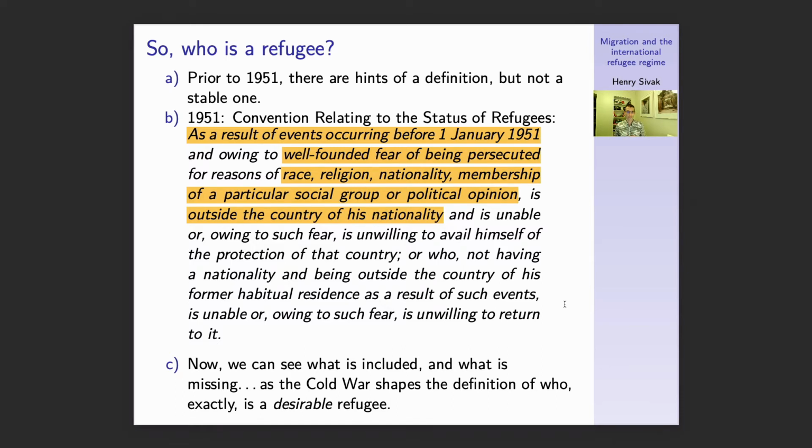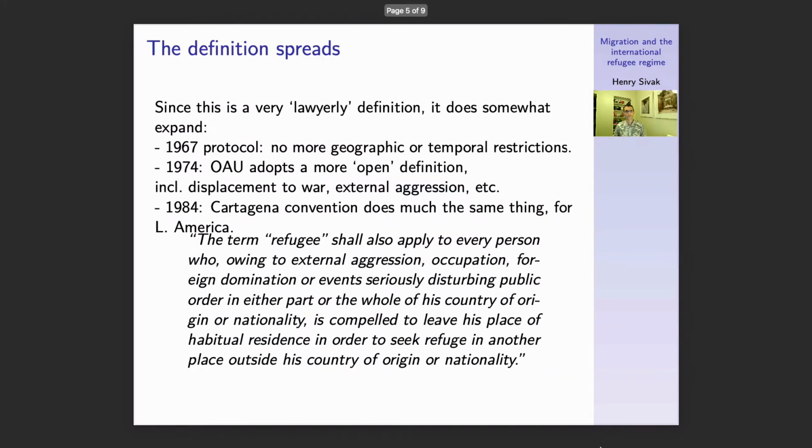It was the Cold War. Western powers were interested in getting certain kinds of refugees, people who could reasonably be claimed to have been persecuted by communist states. They were not interested in expanding the definition more broadly. So the Cold War really shapes the definition of who is exactly a refugee or a desirable refugee, and this is going to shape the nature of the system going forward in a very profound and radical way. Your book actually does talk about this a fair amount as well, and explains some of this background a little bit too.